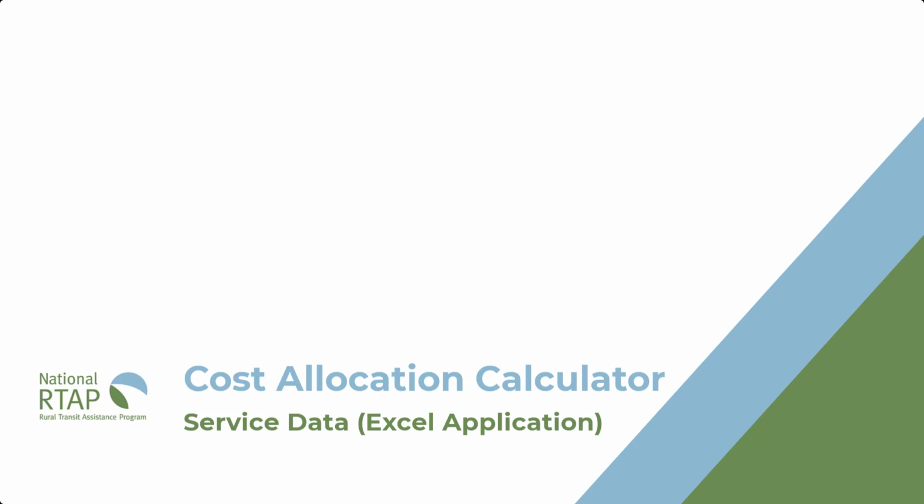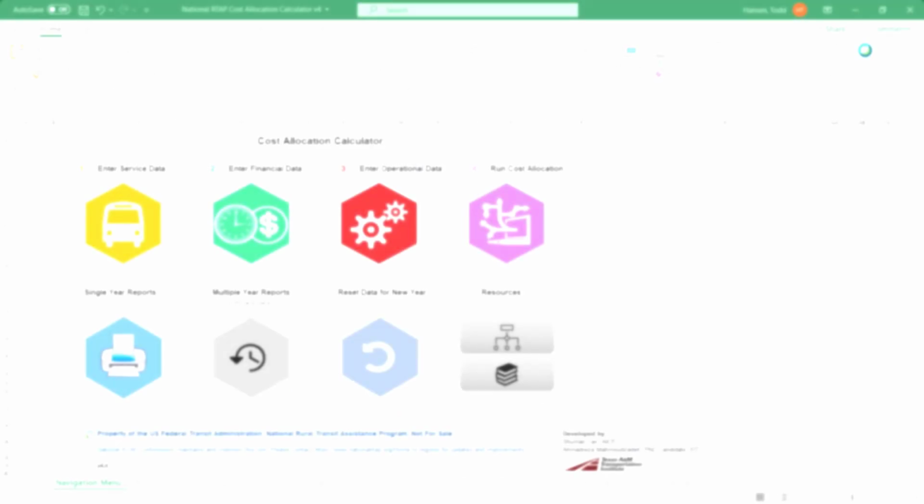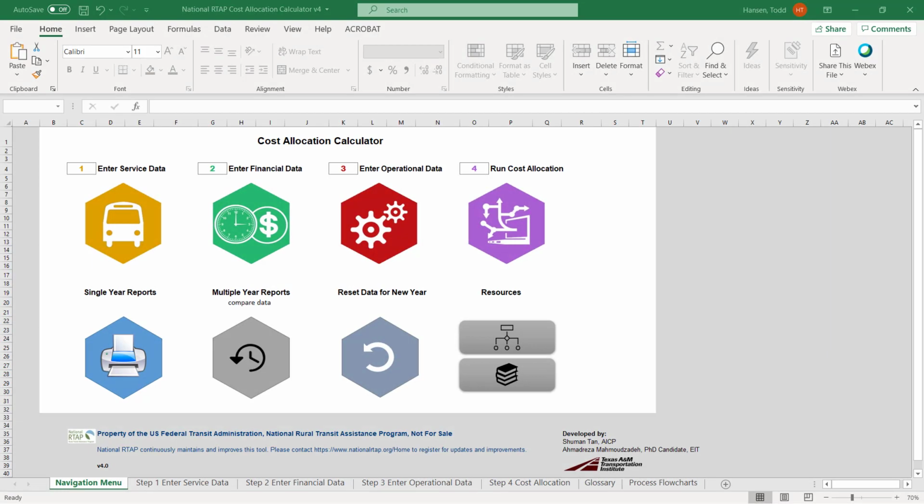The first step to using the Cost Allocation Calculator, once you've gathered your data, including service data, financial data, and operational data for each service, is to enter this information into the calculator application of your choosing. Both are equally easy to use. In this video, I will be demonstrating entering service data into the Excel application.